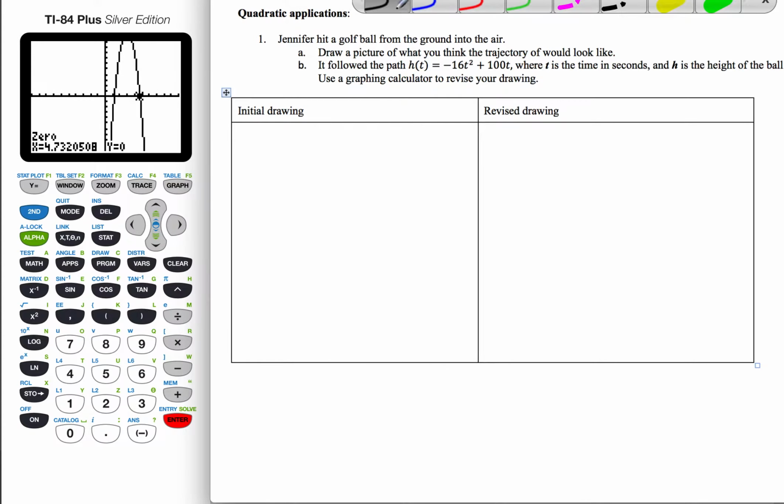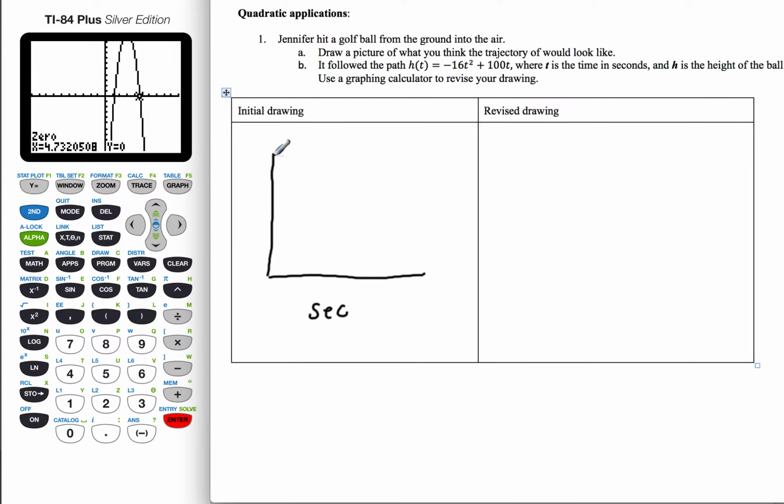That was worded strangely. So if Jennifer's hitting the golf ball from the ground, I would guess that we're looking at the course of time here in seconds versus the height here, which I don't know, golf is maybe in yards or feet. I'm not quite sure. I'll just put height because it doesn't really tell us. So I would guess that when she hits the golf ball, she's probably starting here at ground level at time 0. So it looks something like this.